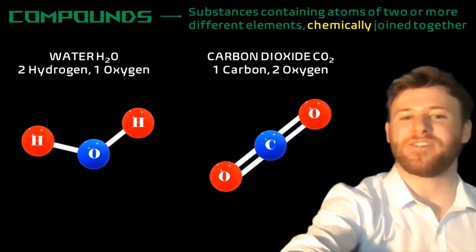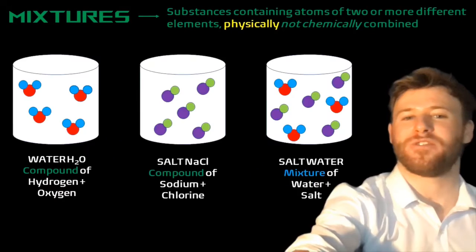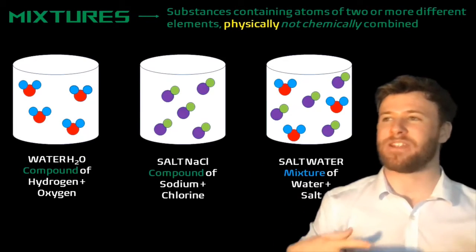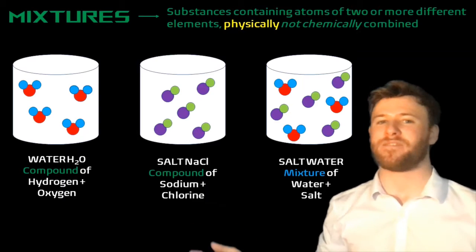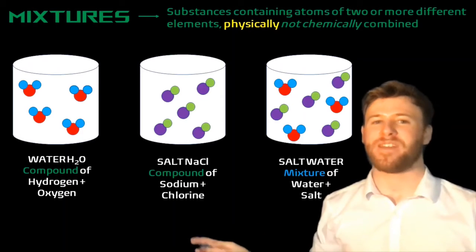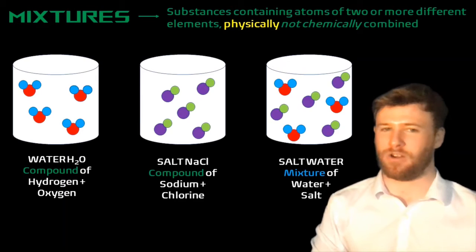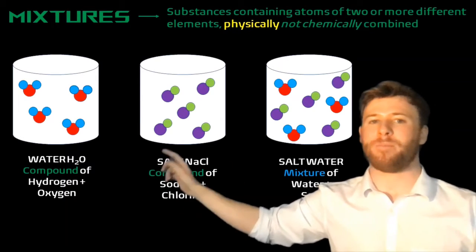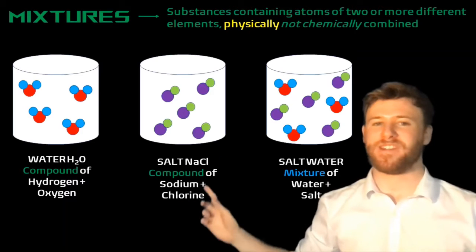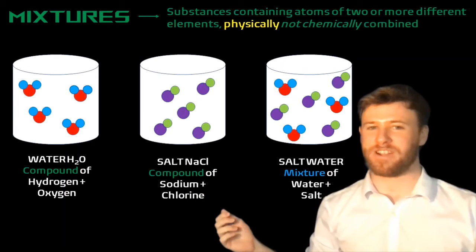Now, we can still mix elements together and not form a compound. There cannot be a chemical reaction taking place. That'd be a mixture. So here I've got an example of a mixture that's quite common, and it comes up in exams quite a lot, where we've got a compound of water, H2O, being mixed in with another compound, which is salt. Salt is sodium chloride.